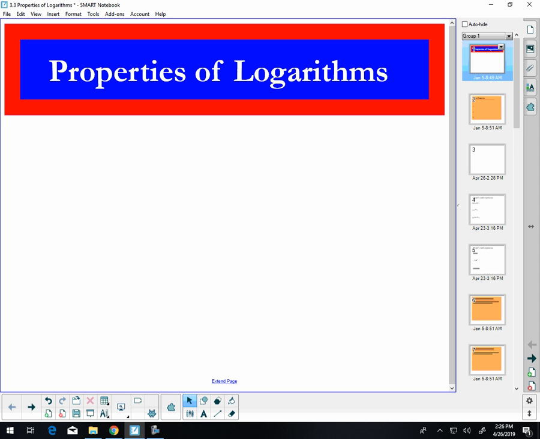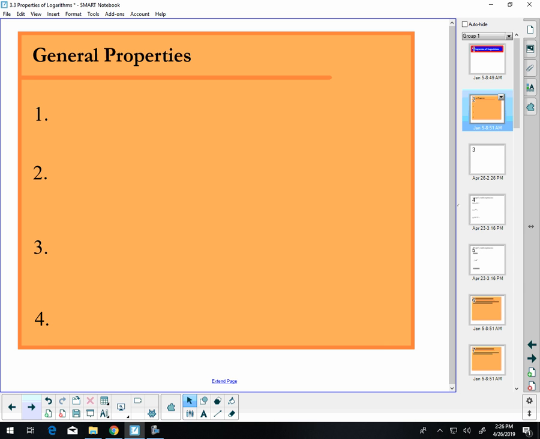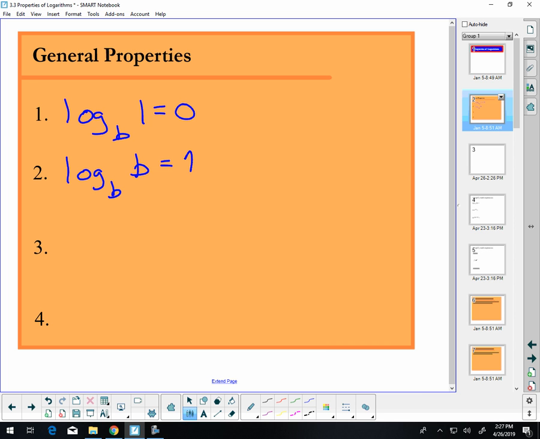Some of the properties are a little simpler, and some of them are a little more difficult. So we have a few general properties that should come pretty naturally if you've already had an introduction to logarithms and you pretty much understand your properties of exponents. So the first one says logarithm base b of 1 equals 0. The second is that the logarithm base b of b is equal to 1. Those should look fairly familiar if you have done any work with logarithms at all.